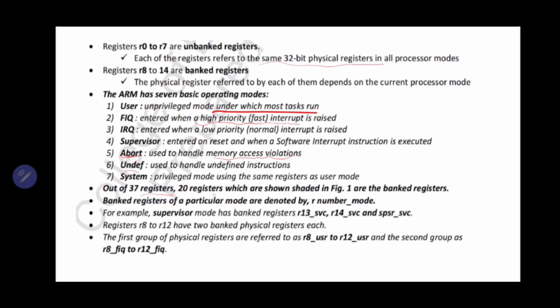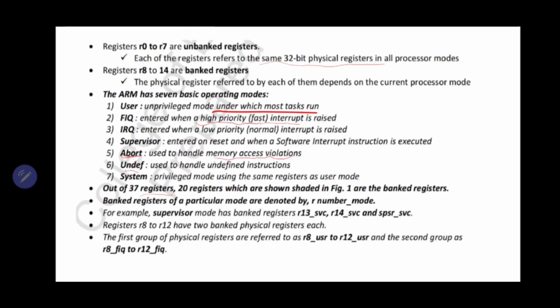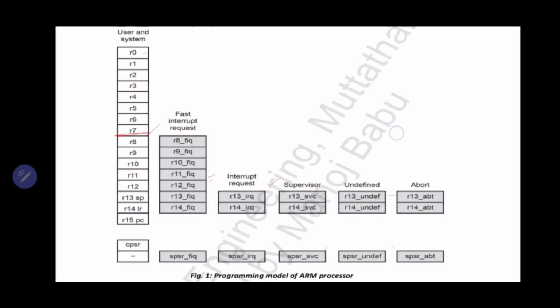Out of 37 registers, the 20 registers shown shaded in figure 1 are the banked registers. These shaded registers are banked registers. Banked registers of a particular mode are denoted by R number underscore mode. That is, register number R13 underscore the mode, for example interrupt request mode, so we write R13_IRQ.